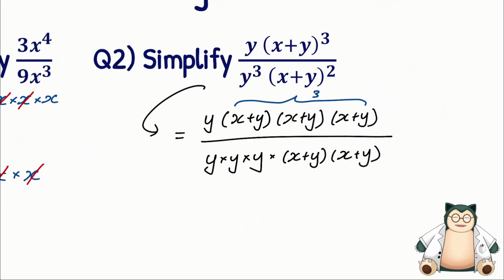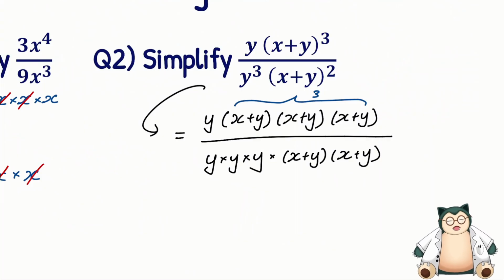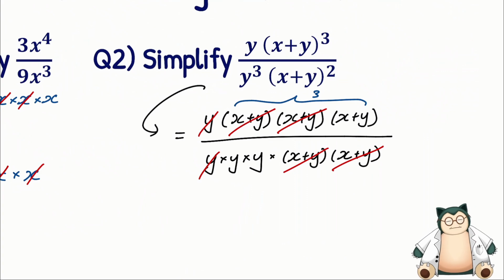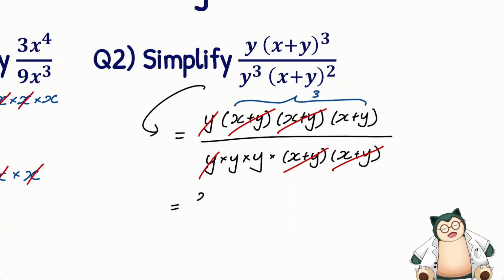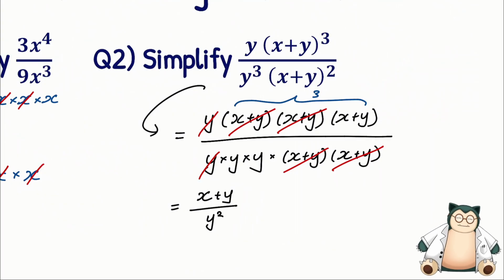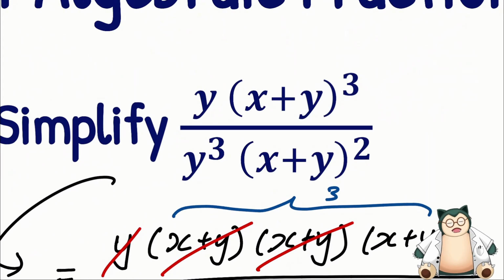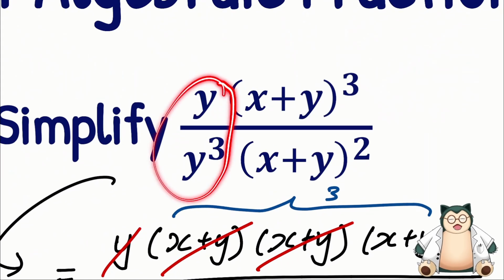Now we'll simplify by cancelling out common factors. So y and y we can simplify. x plus y simplify. x plus y simplify. Now what we are left with is just (x plus y) over y squared. Now what is the first method? The first method is simply comparing the powers. Let's look at the common factor y first.